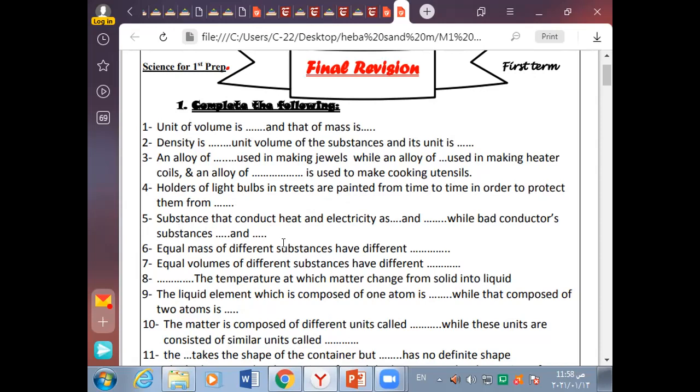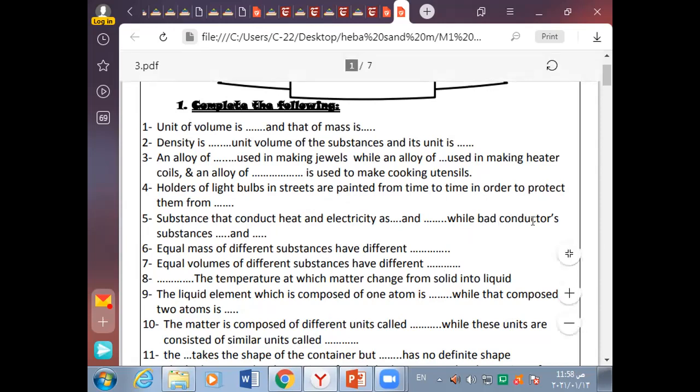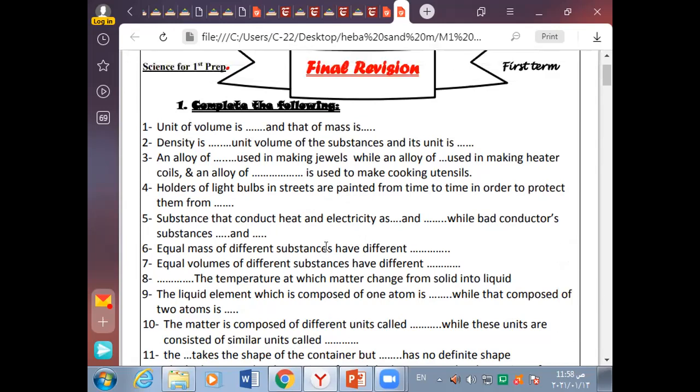Substances that conduct heat and electricity, such as iron and copper, while bad conductors of substances, another name is insulators, such as wood, glass, paper.